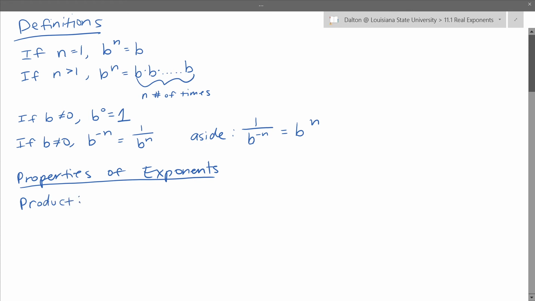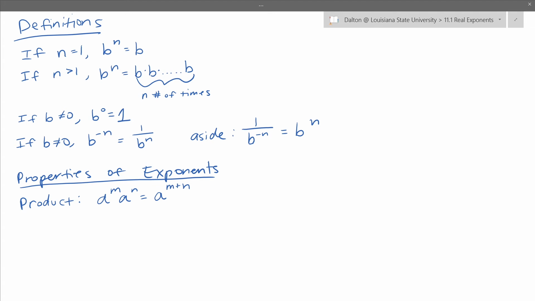Basically it says that if you have two numbers raised to a power that have the same base, and that's the key, if I have a to the m power times a to the n power, they have to have the same base of a in this case, then that is the same thing as a to the m plus n power. So if you multiply two numbers together, you add their exponents.